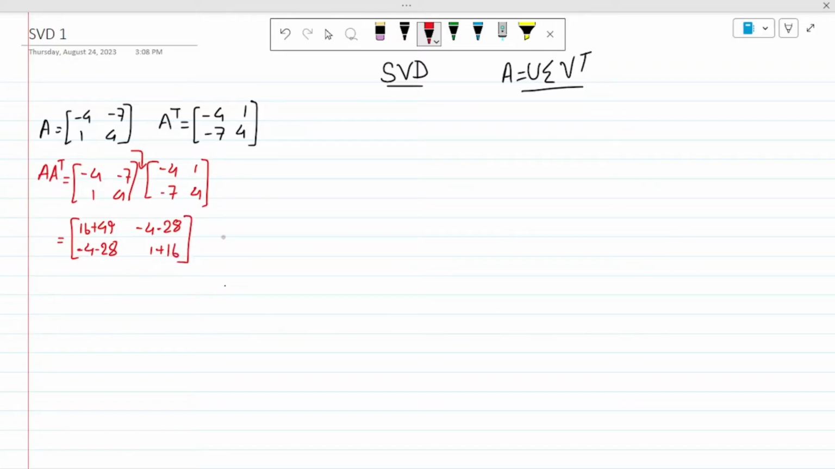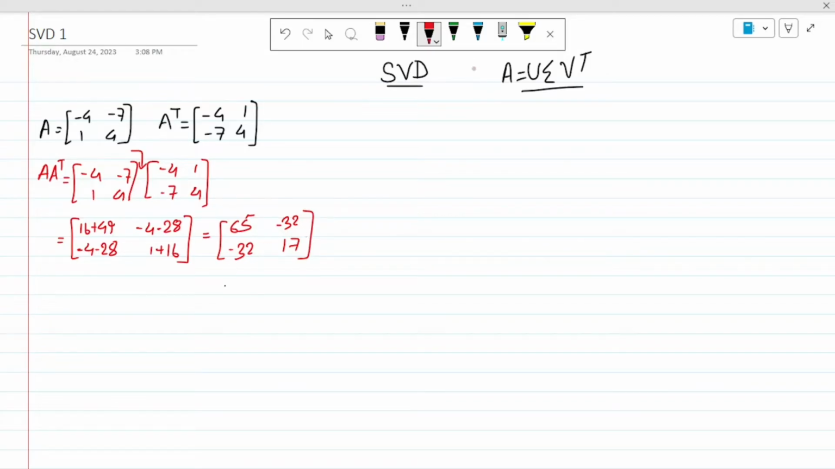So what we get at the end is 49 plus 16 is 65. Then we have -4 -28 is -32. Similarly, -4 -28 is here also -32, and then 16 plus 1 is 17. So this is the matrix we got after multiplying A and A transpose.